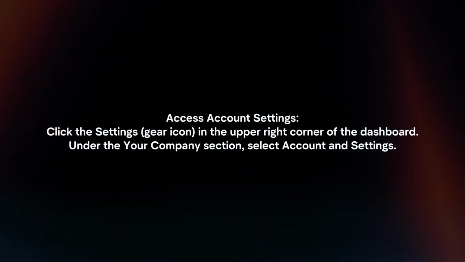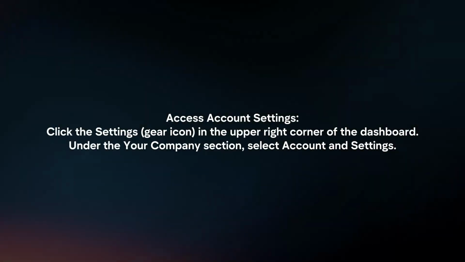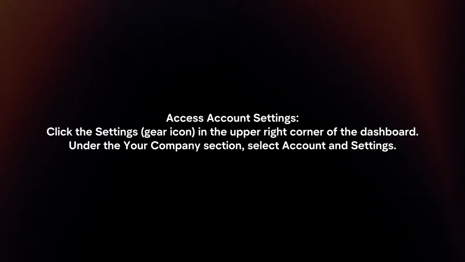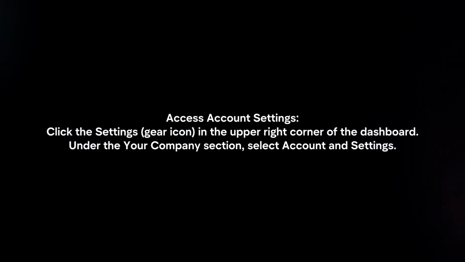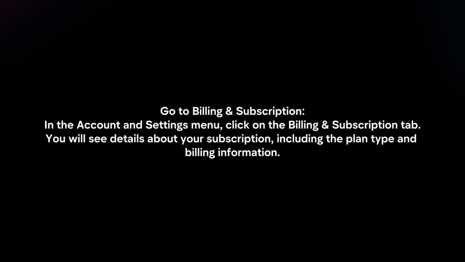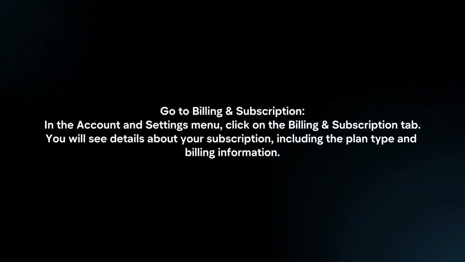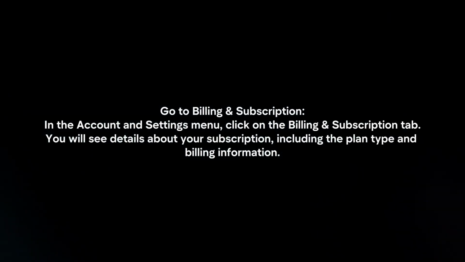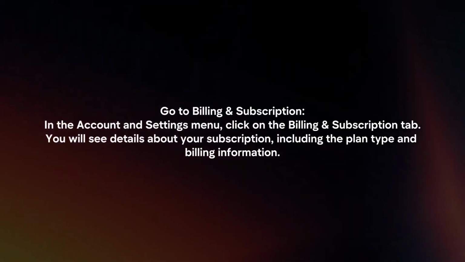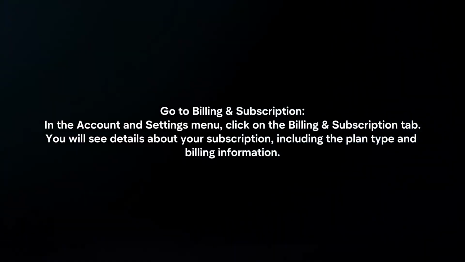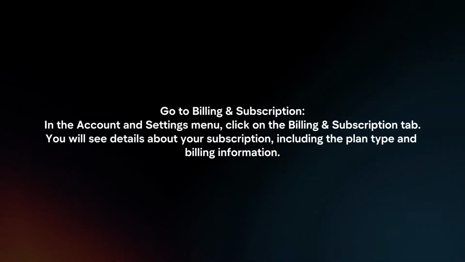Access Account Settings. Click the settings in the upper right corner of the dashboard. Under the Your Company section, select Account and Settings. Go to Billing and Subscription. In the Account and Settings menu, click on the Billing and Subscription tab. You will see details about your subscription, including the plan type and billing information.